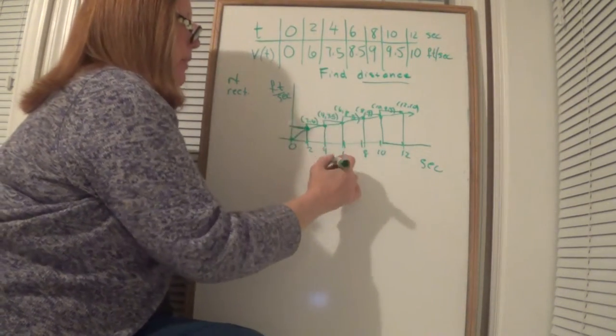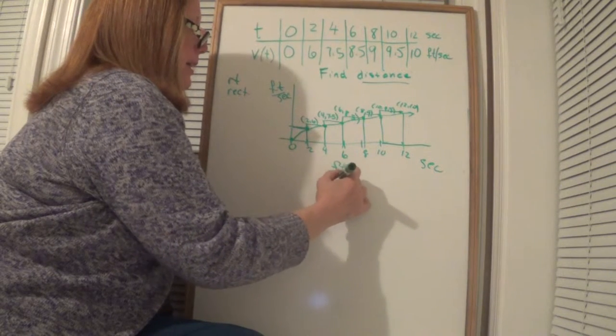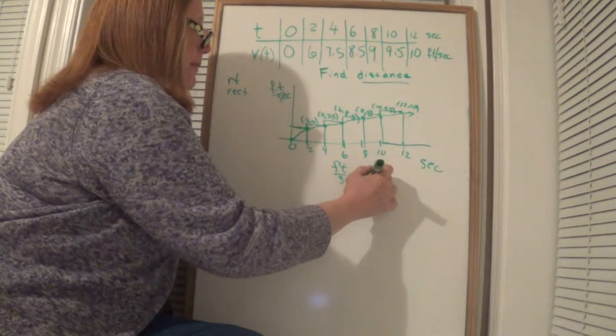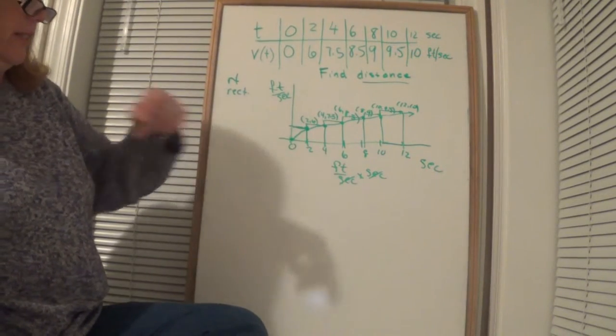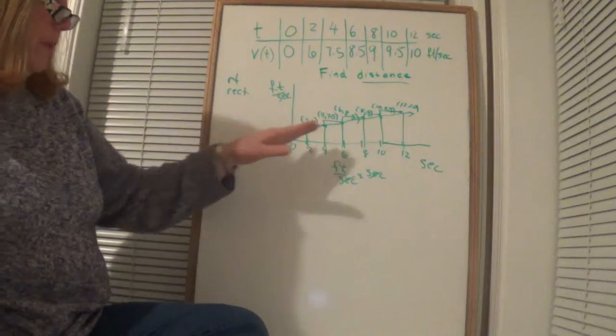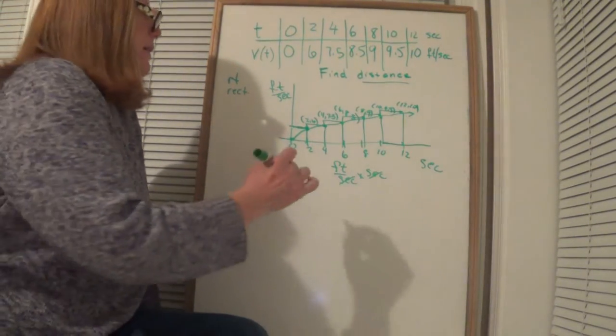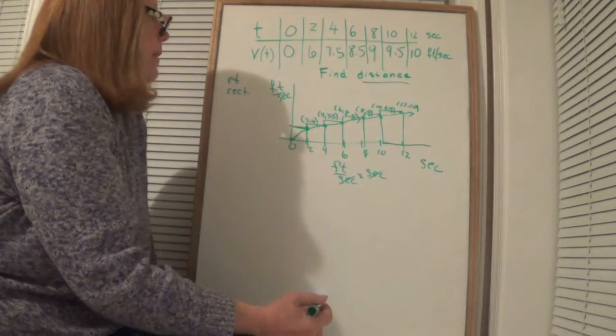When it says find distance, if we have feet per second on this axis and seconds on this axis, remember the area under the curve is going to be feet per second times seconds. So the area under the curve does give us the distance in feet. So we're embarking on the right method here. All right, let's gather these numbers.